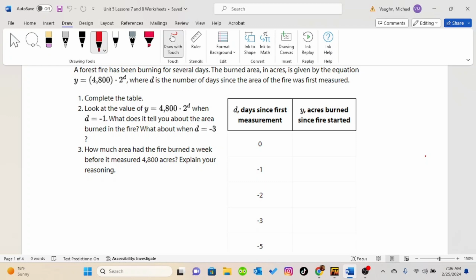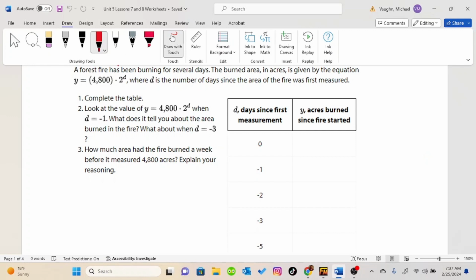A forest fire has been burning for several days. The burned area in acres is given by the equation y equals 4,800 times 2 to the power of d, where d is the number of days since the area of the fire was first measured. Number 1, complete the table.